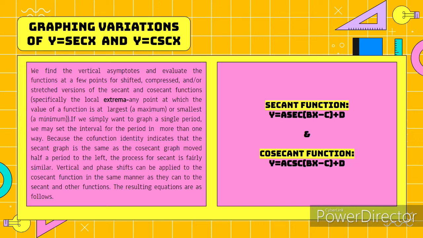or smallest. If we simply want to graph a single period, we may set the interval for the period in more than one. Because the function identity indicates the secant graph is the same as the cosecant graph, move half a period to the left. The process for secant is fairly similar. Vertical and phase shifts can be applied to the cosecant functions in the same manner as they can to secant and other functions. The resulting equations are as follows.